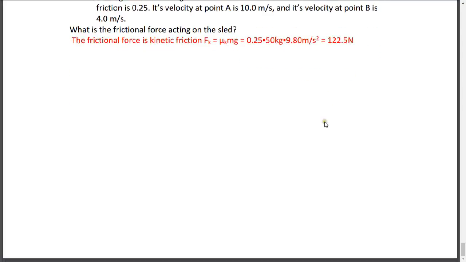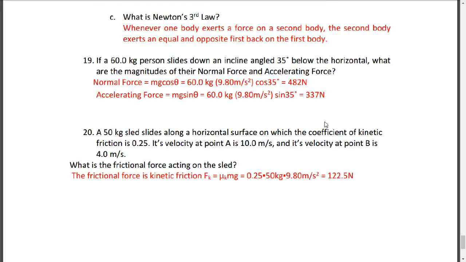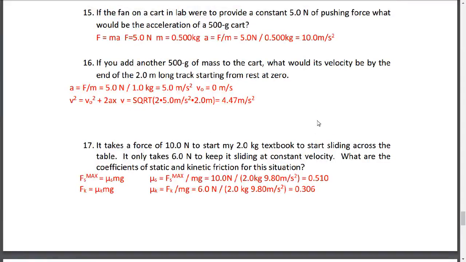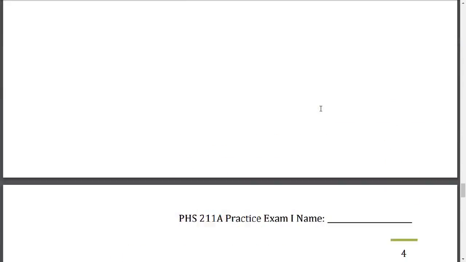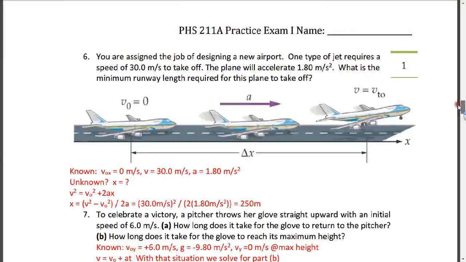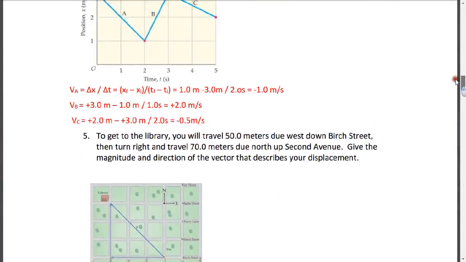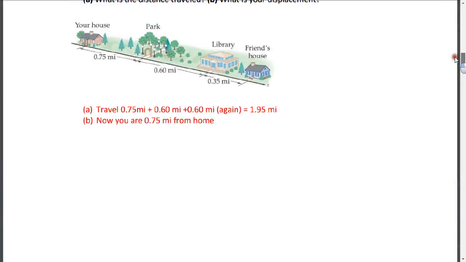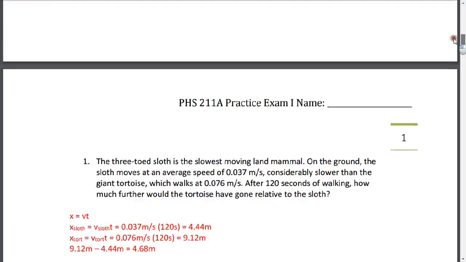This is not at all the full extent of questions that could be on the exam, but this is a sampling of questions and the way that I might ask them. So look at quizzes, look at homework, and look at the practice exam, and you should be in good shape for the exam.